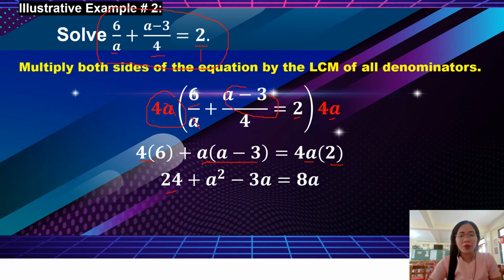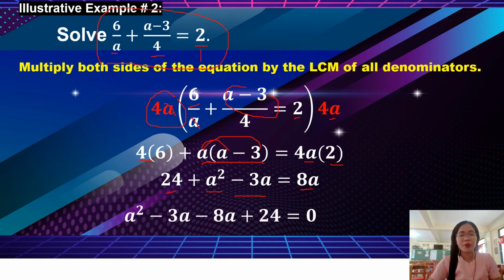Okay, multiply monomial by a binomial. We are going to distribute again the monomial a. So a times a is a squared. A times negative 3 is negative 3a. Then 4a times 2 is obviously 8a.